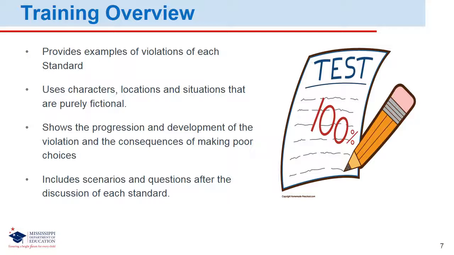In each example, you should see the progression and development of the violation and the consequence of making poor choices, including loss of teaching credentials and, in some instances, jail time. The training includes scenarios and questions after the presentation of each standard. A minimum score of 80% for correctly answered questions is required to receive credit for the course.